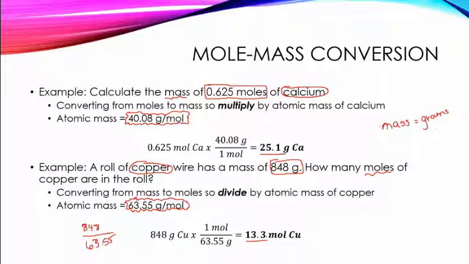So again, we're not using Avogadro's number, we're using the mass, so I have to look up the mass each time, but it's a similar process. Go from one to the other, I multiply. If I go from the other to the other, I divide. So you have to pay attention to what you're given.